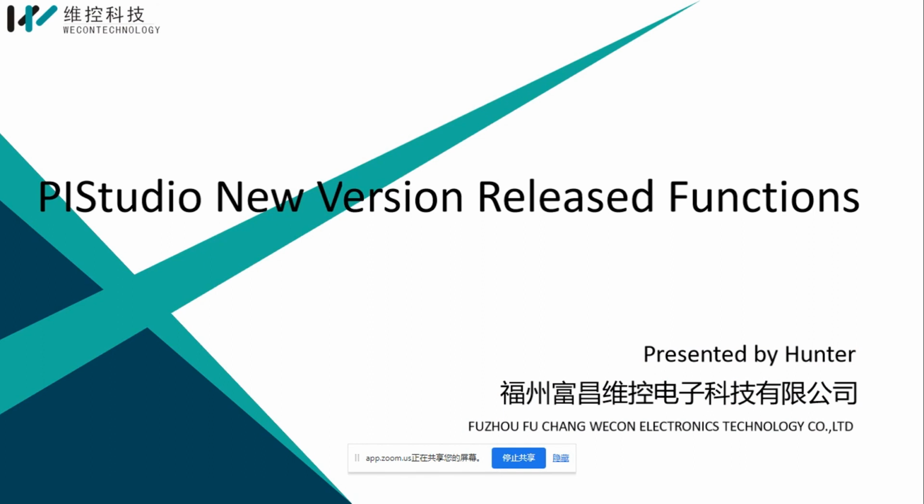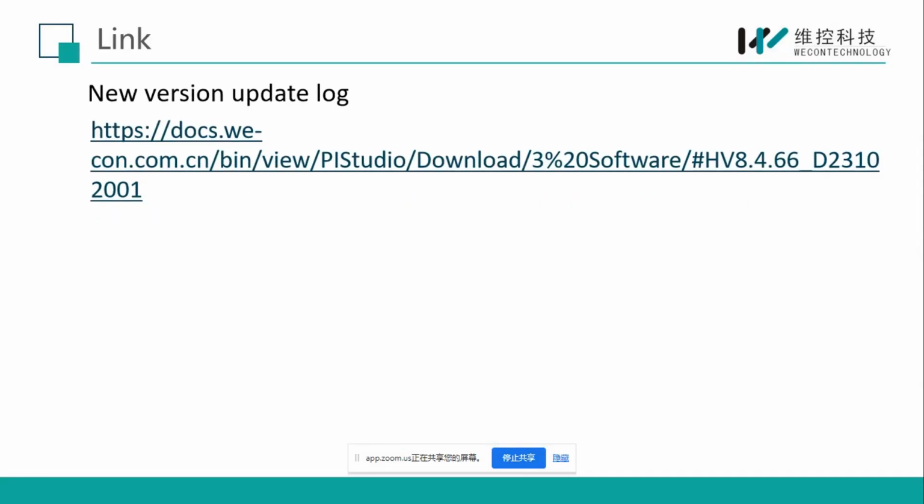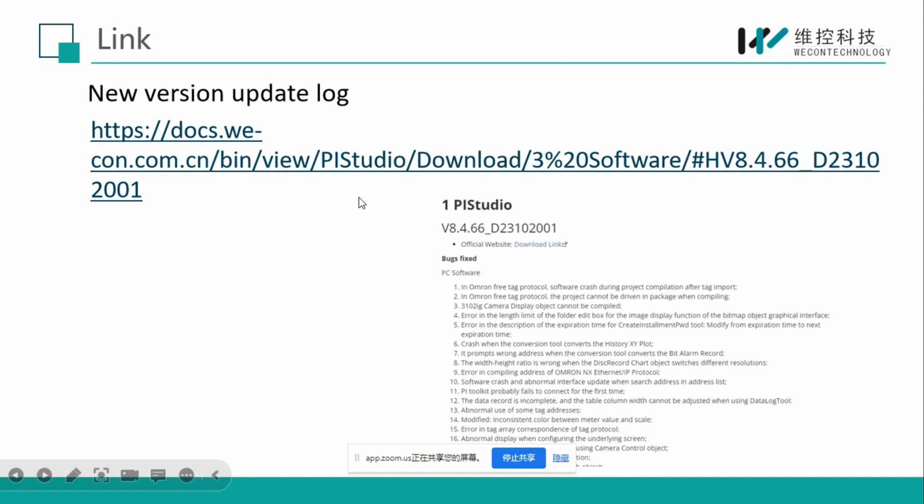Introduce our new version release function for the PIStudio. This version of the software we just released last month, in October. You can get a download link from our support center on the official website. We can see this update log on our platform, so you can download it and try the new function by yourself.